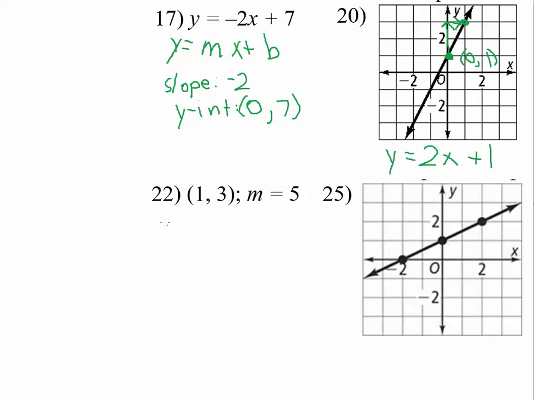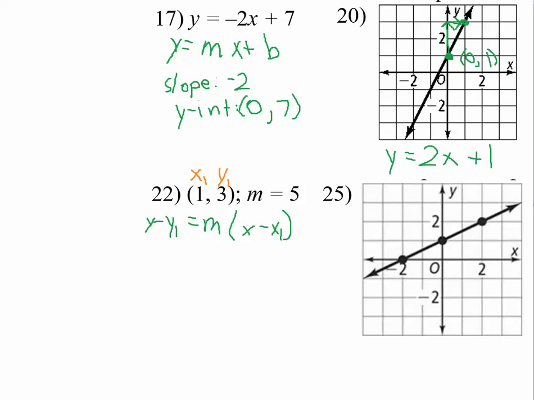So 22 and 25, point-slope: y minus y1 equals slope times x minus x1. And please remember that x1 and y1 are just the coordinates of the point. So the first coordinate is the x1, the second coordinate is the y1.